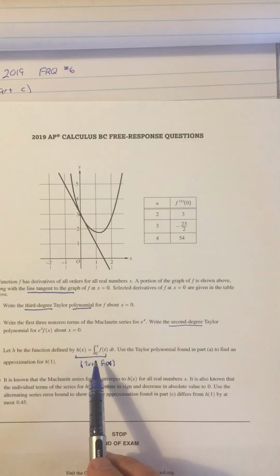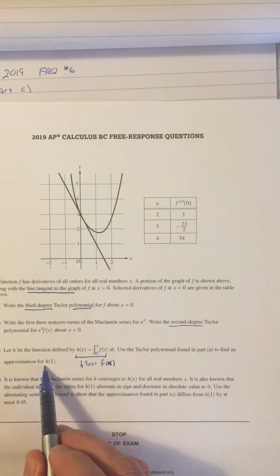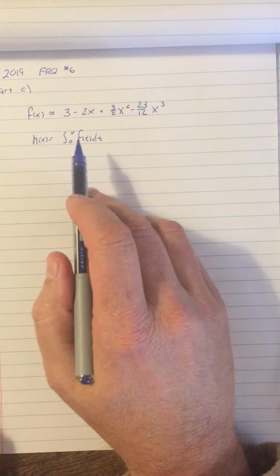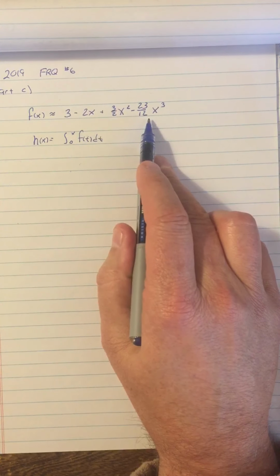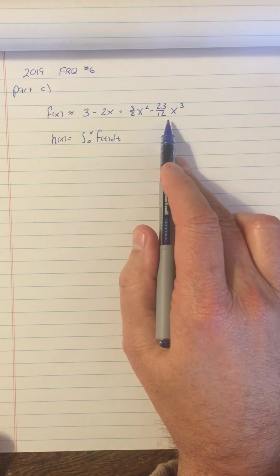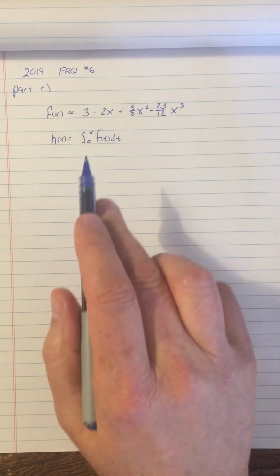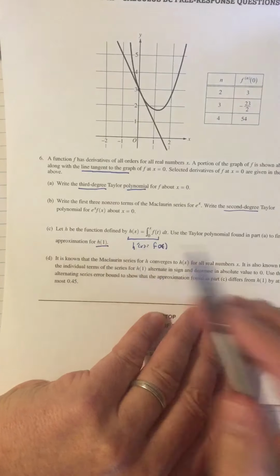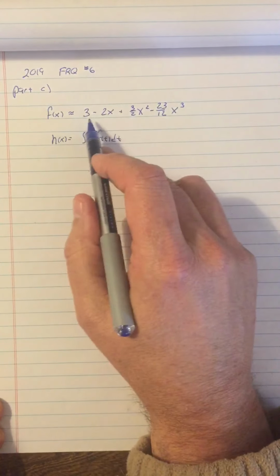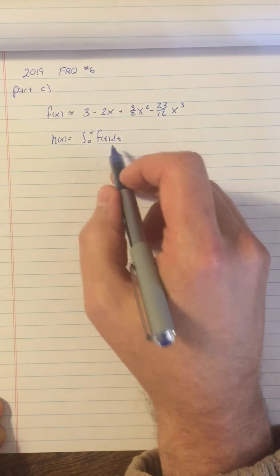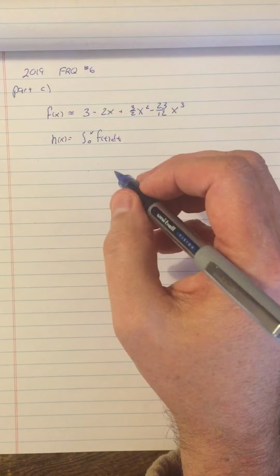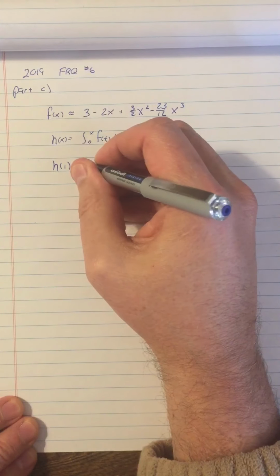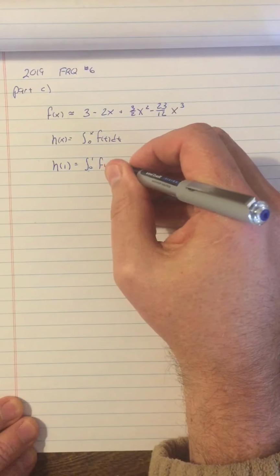So it turned out to be more helpful to just, since they asked us for h of 1, put 1 in for the x right there. All right, so here's the Taylor series that we had for f, the third degree polynomial. And we're supposed to use the one found in part A to find an approximation for h of 1, all right? So if f of x is this, and h of x is the integral of that, then h of 1 is the integral from 0 to 1 of f of t dt.